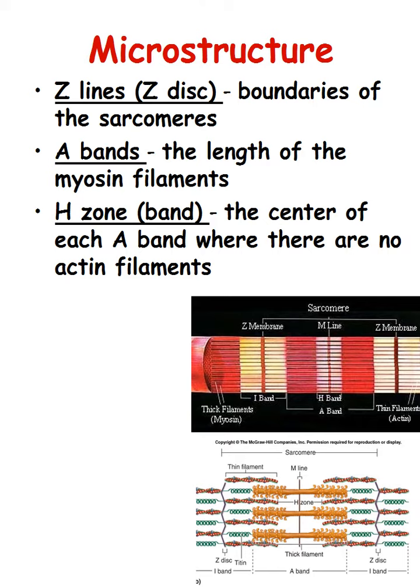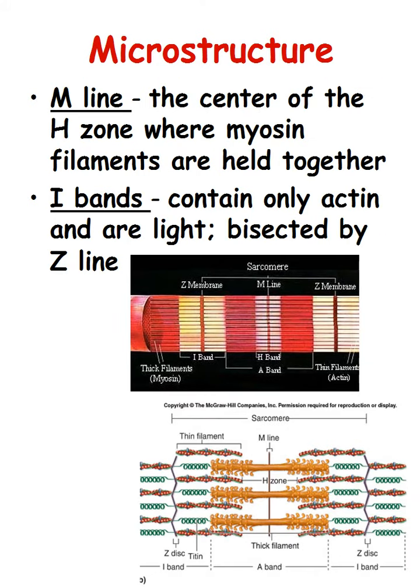The A bands are going to be the length of the myosin filament, and they tend to have a dark appearance under the microscope. The H zone or H band is the center of each A band where there are no actin filaments. And so at maximal contraction, the thin filaments are pulled into the H zone, and the H zone disappears.